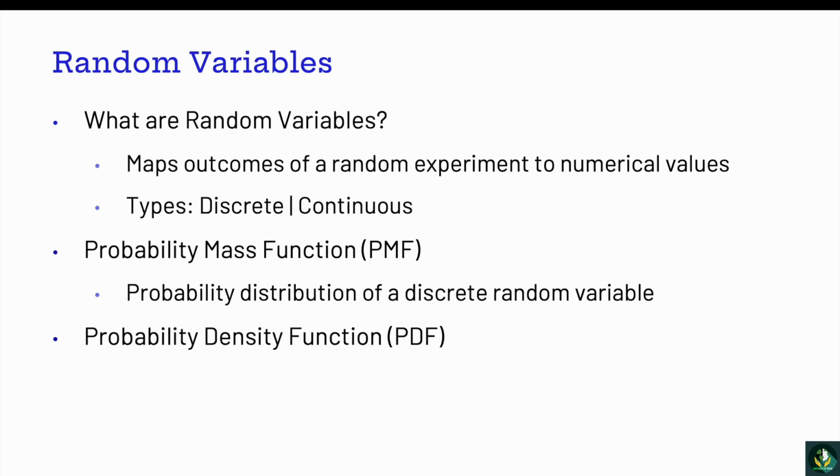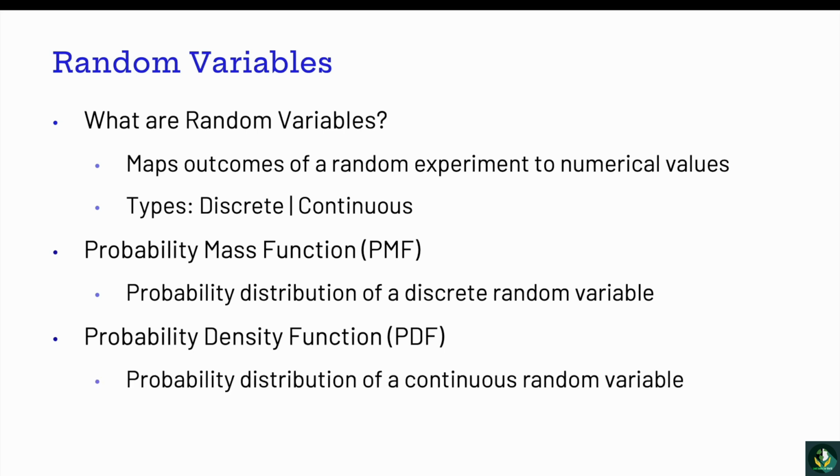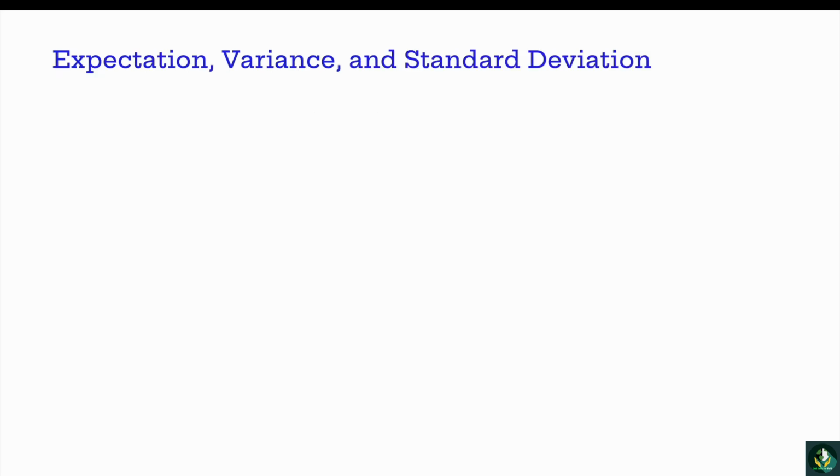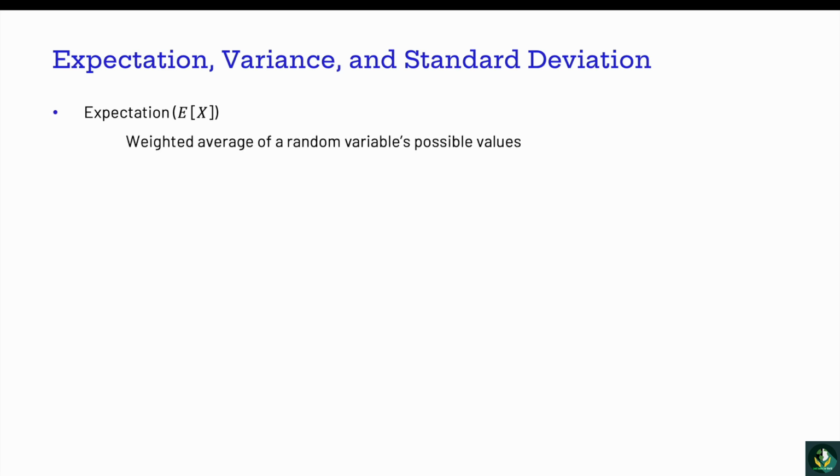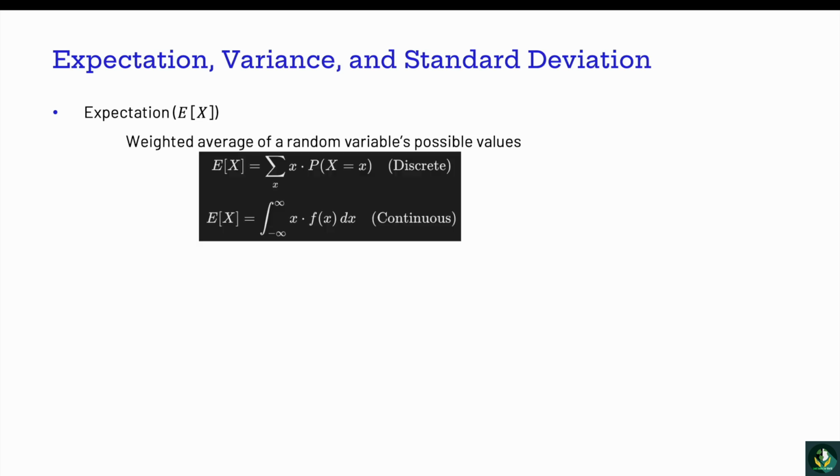Let's talk about probability density function, or PDF. This describes the probability distribution of a continuous random variable, which is weight or height. Next, let's talk about expectation, variance, and standard deviation. Now, expectation, E of X, is the weighted average of a random variable's possible values. E of X can be calculated as summation over the range of x, x times P of X equal to x, which is discrete, and E of X is the integral from minus infinity to infinity of x times f of x dx for continuous.